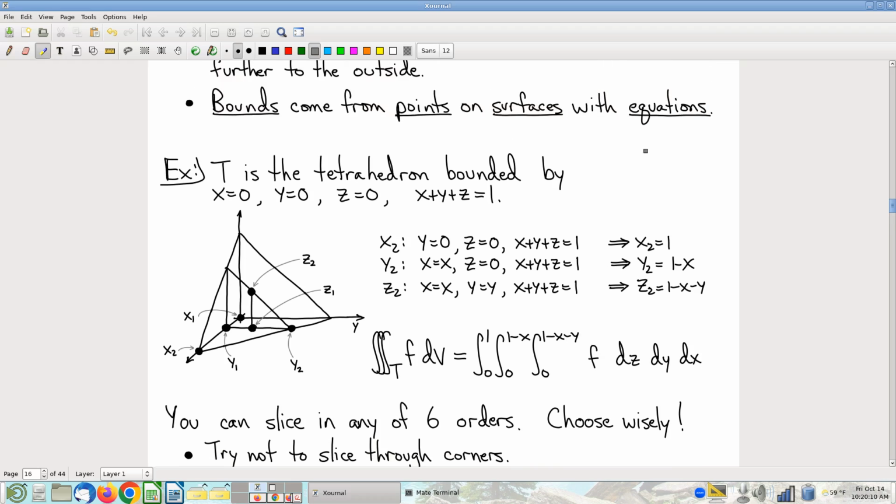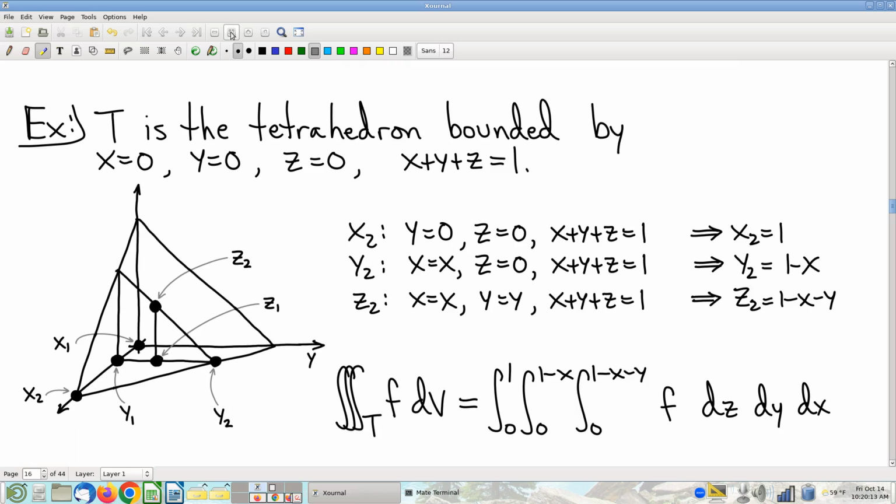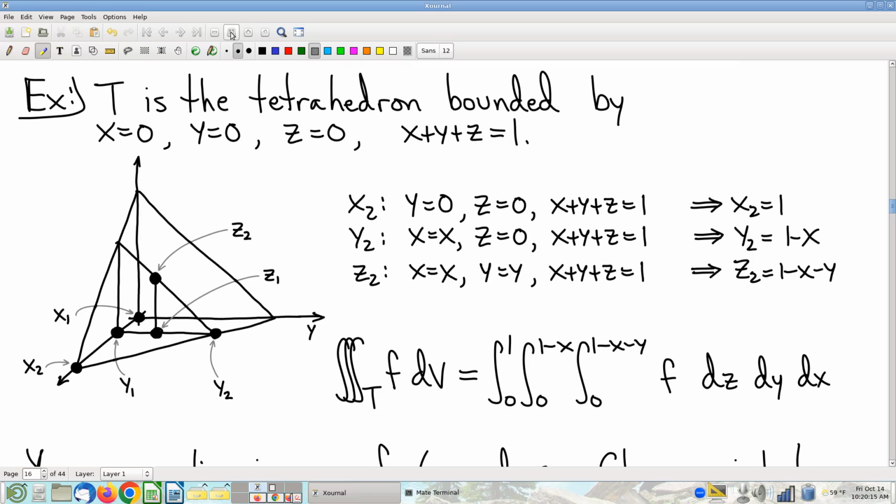So here we go. We're going to look at this tetrahedron. And again, we're going to look at a phase 2 only, in the sense that there's some application that led to this triple integral. Let's not worry about that part. Maybe we're computing a mass. Maybe we're computing an amount of work or whatever. Let's not worry about that.